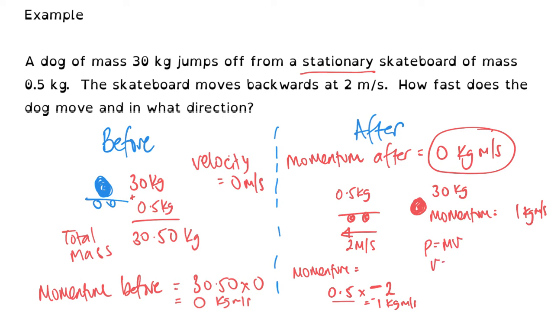So then we can rearrange the equation for velocity. So that's momentum divided by mass. We know the momentum of the dog has to be positive 1. The mass is 30 kilograms. So therefore, the dog will move with a positive velocity of 0.03, and that means it's going to be to the right. So a negative velocity tends to be to the left, a positive one tends to be to the right.